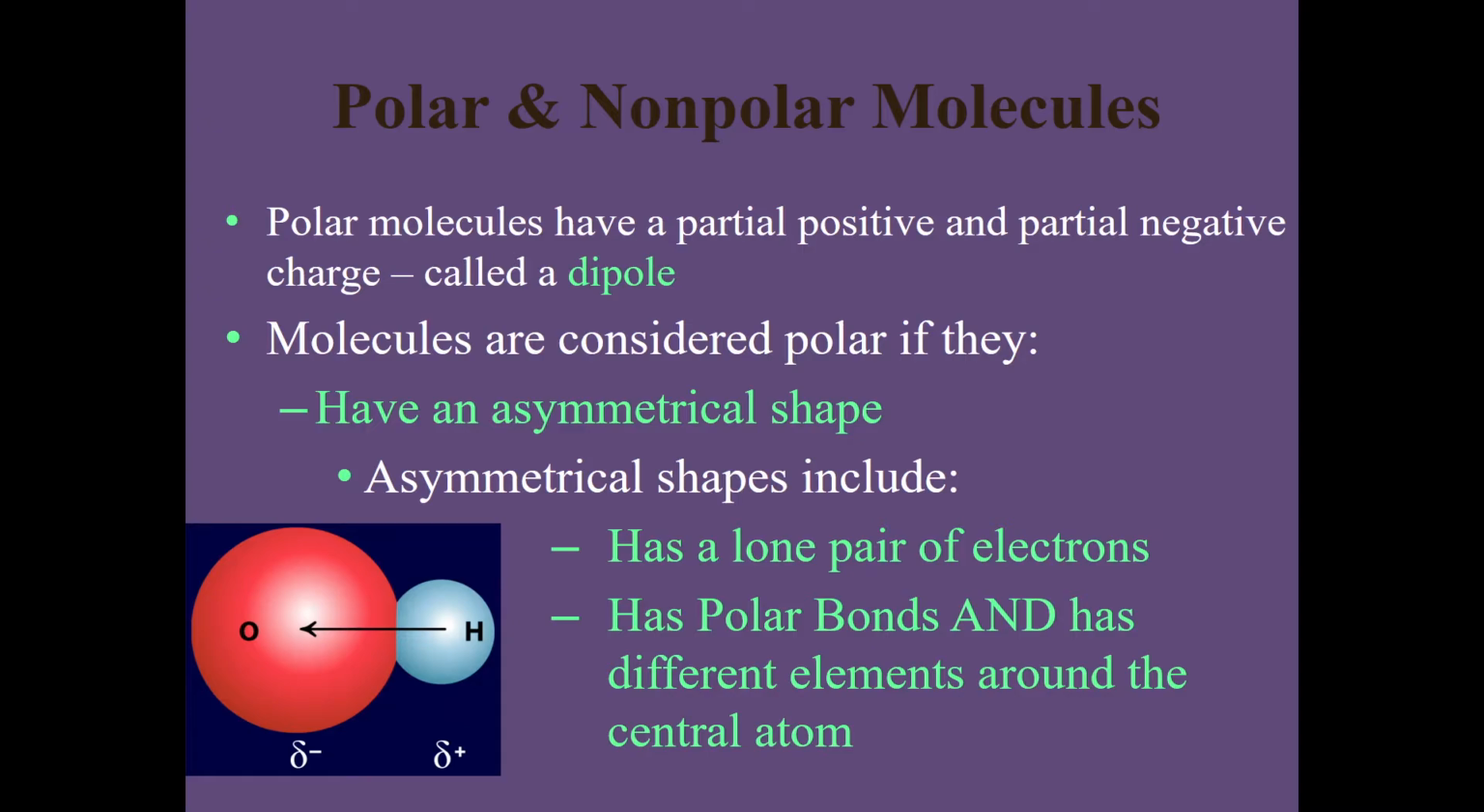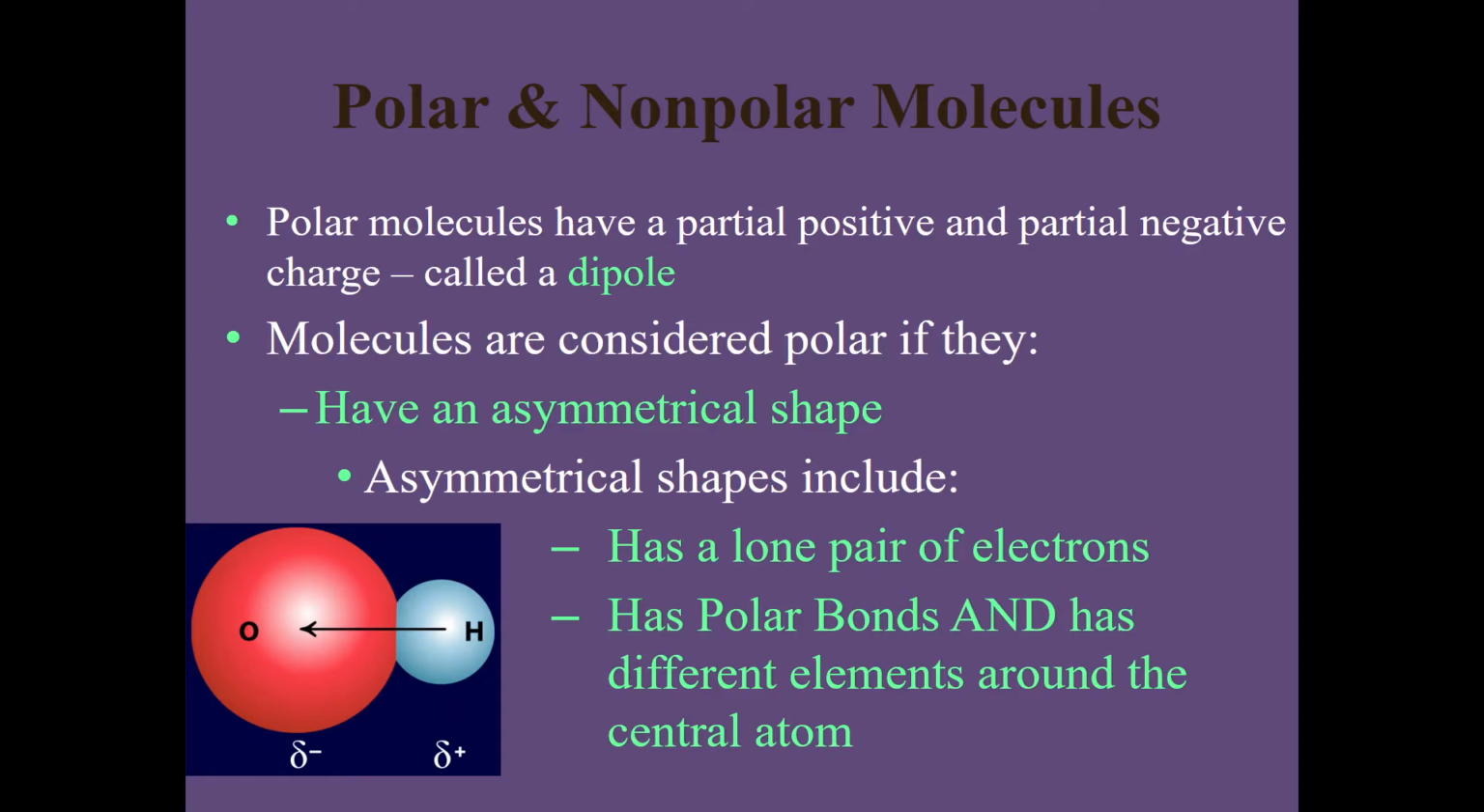So polar molecules have a partial positive and partial negative charge called a dipole. Dipole means that you have two poles, a positive pole and a negative pole. That's what dipole means. Molecules are considered polar only if they have an asymmetrical shape and polar bonds. So asymmetrical shapes include having a lone pair of electrons, having polar bonds, and having different elements around the central atom. So there are multiple different ways you can get an asymmetrical shape.